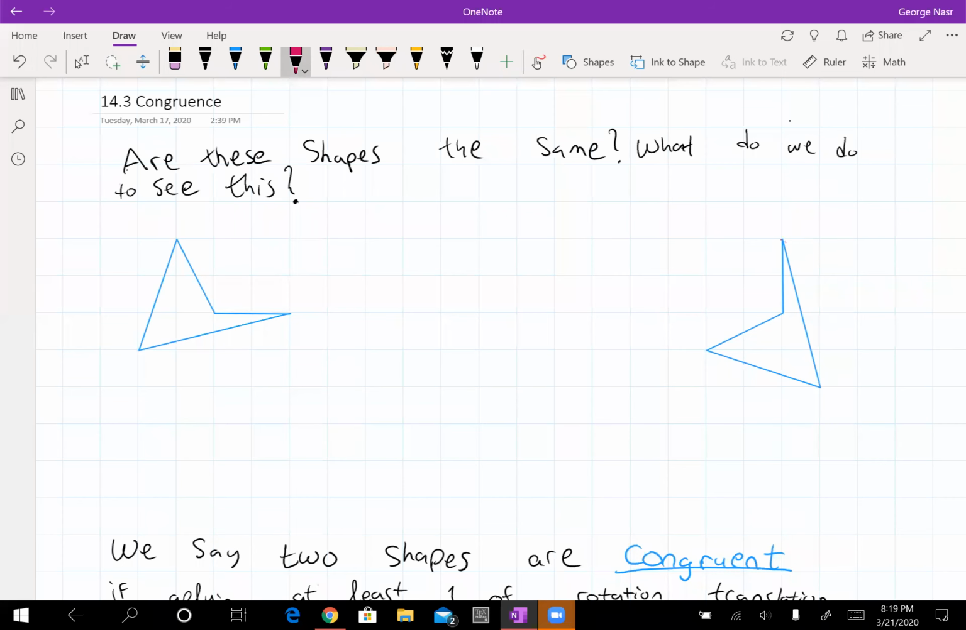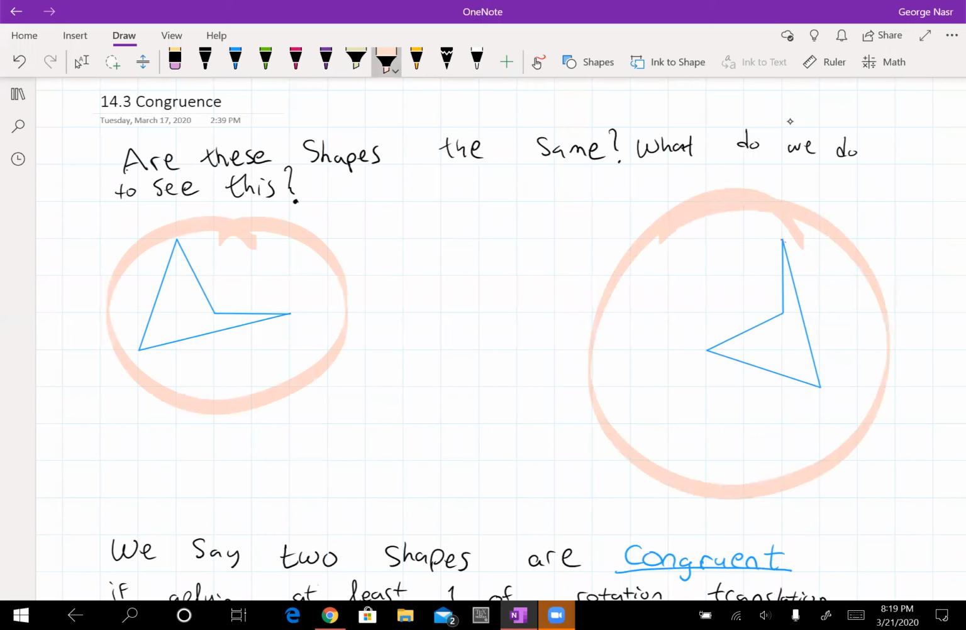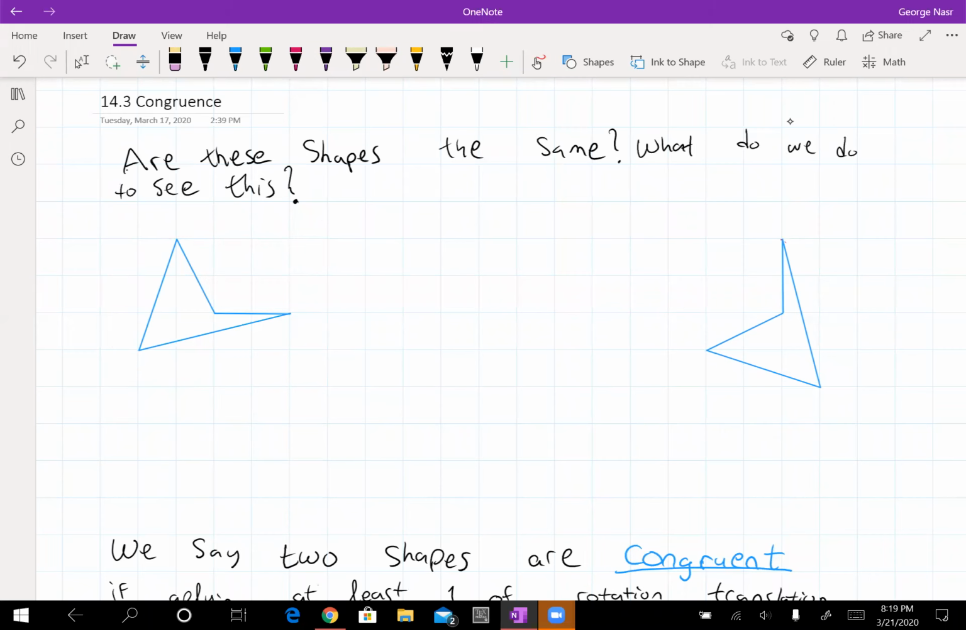Welcome to our video on 14.3 congruence. And to get this video started, I just want to start right away with some motivation. Are these two shapes you see the same? So I'm talking about this shape and this shape. So it shouldn't take your brain very long to feel like they are the same, right? What's the difference? Well, one of them is more to the right, and then it's also kind of rotated.